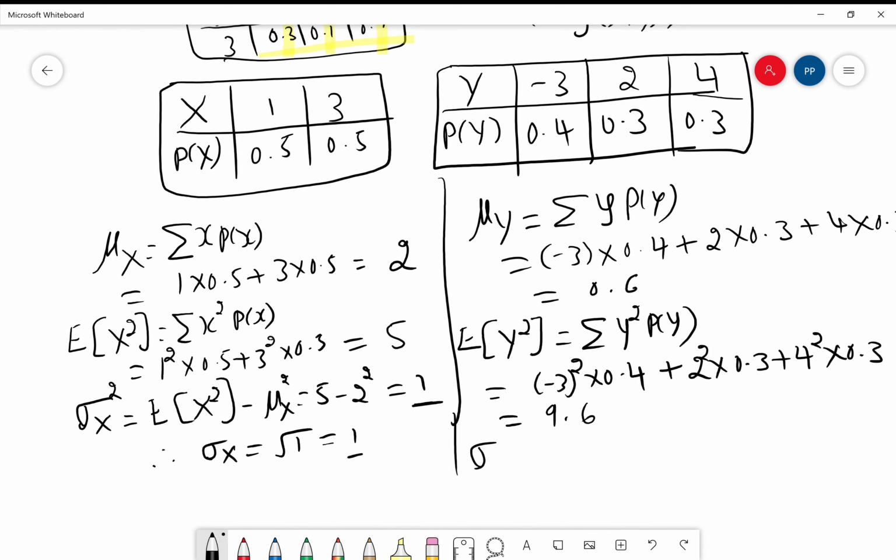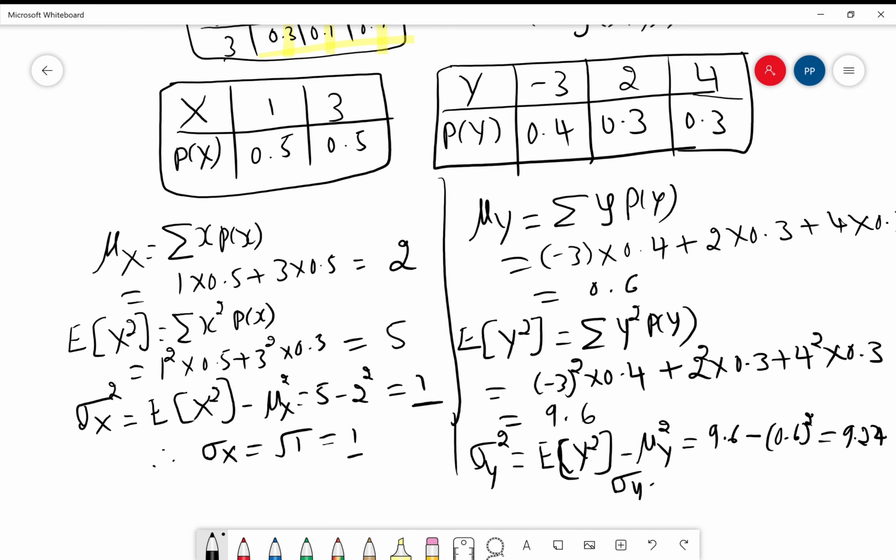Now, sigma y square equals e of y square minus mu suffix y square. 9.6 minus, what is mu suffix y? Mu suffix y is 0.6, 0.6 square, which simplifies to 9.24. Sigma y, standard deviation, is square root of 9.24, which is nothing but 3.04.